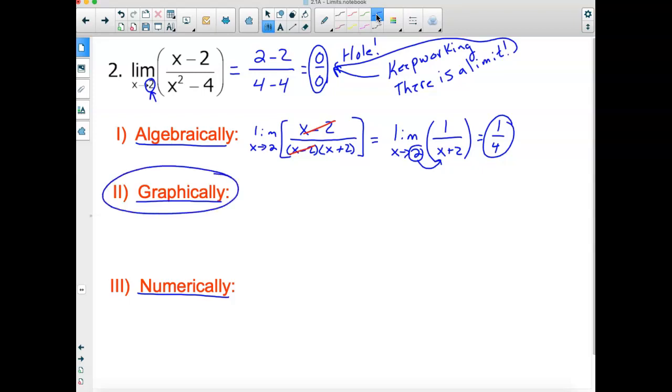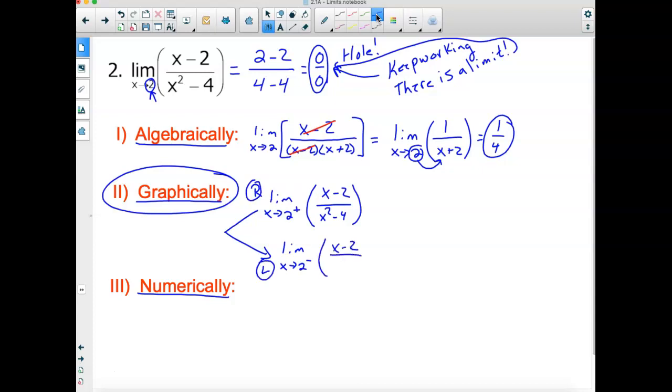Graphically, how do we find it graphically? Well, please remember, graphically, we need to look at the limit as x approaches 2 from the right side of x minus 2 over x squared minus 4. And we also have to look at the limit as x approaches 2 from the left. This is the right side. This is the left side of x minus 2 over x squared minus 4. And they have to be approaching the exact same number. What if they're not approaching the exact same number, Mr. Kruger? Then the limit doesn't exist.